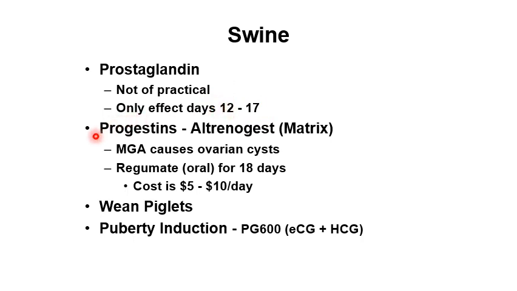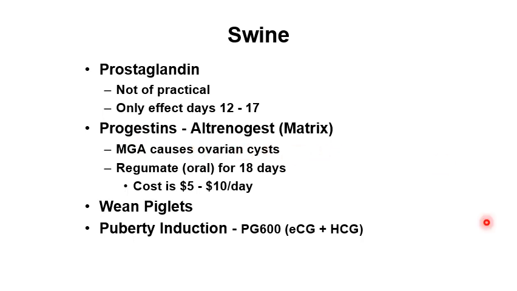So instead, we use oral progestins via the feeds, for example, we have here the Altrenogest and the trade name is Matrix. That is usually provided via MGA, melengestrol acetate in the feed. But this melengestrol acetate can cause ovarian cysts so it is not usually used.